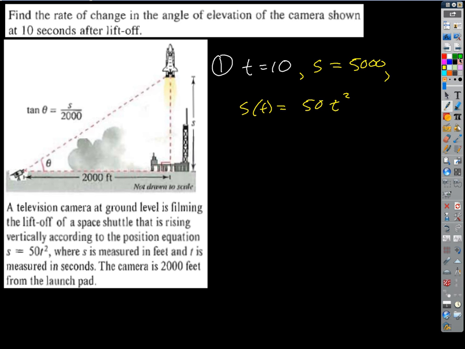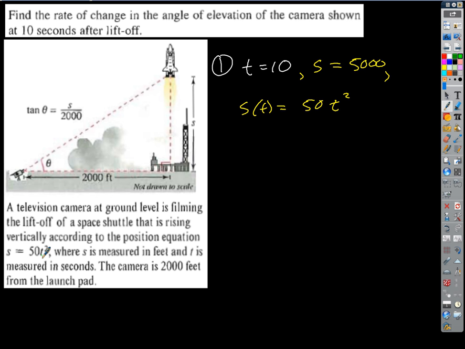Right? Can we get anything else? We can. We can't get theta directly, but if they give us an equation for s, that's the vertical distance, right? The vertical position. I should be able to find the vertical speed. What's the relationship between position and speed? Derivative, right? We know that velocity is the derivative of position.